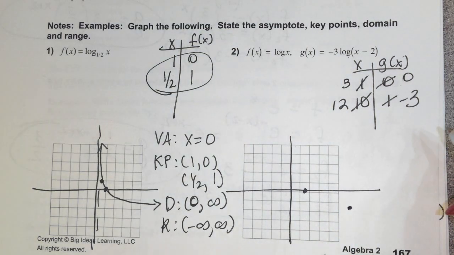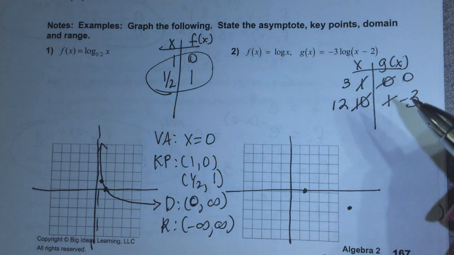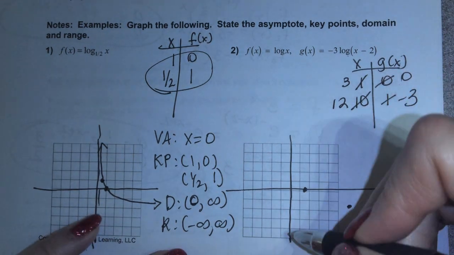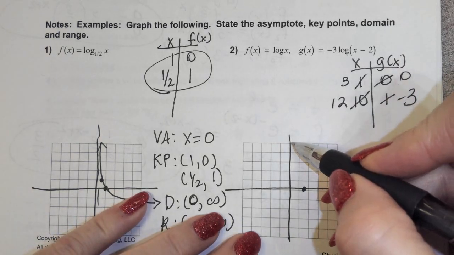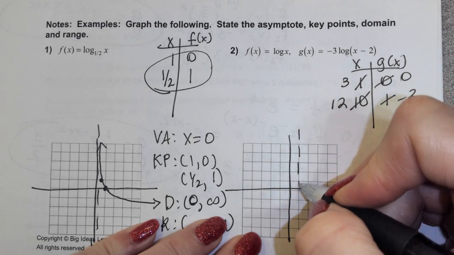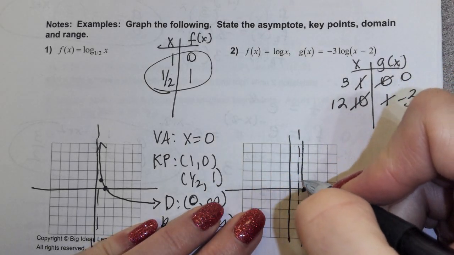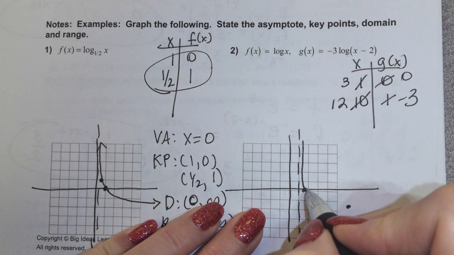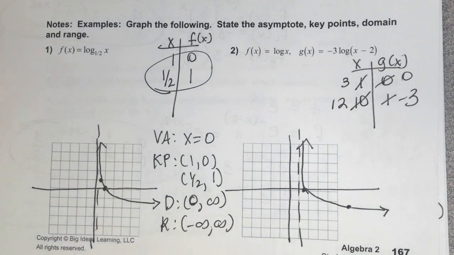All right, we have this vertical asymptote of x equals 0 normally. But we're going to have to shift it. So this is going to shift to the right 2 as well. So now it's going to be here. And so this is the way it's going to look. Okay, so that's our function.